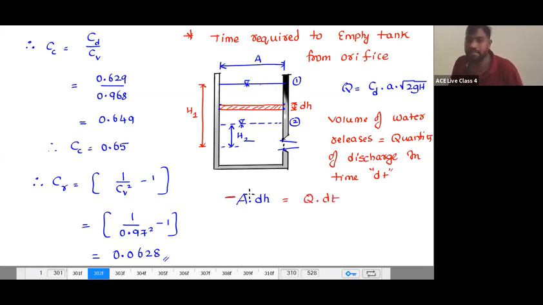Sir, why are you representing minus? The meaning of minus is that it's going to be falling, right? Whatever the water level, how much falling? Minus A into dH. And you know that minus A into dH is equal to, what is Q? CD into a into root of 2G into H. So from the water surface, whatever this level, let's take it as H. So root of 2GH dt. So this water level from the top, this is H1, and from this water level, this is going to be H2.